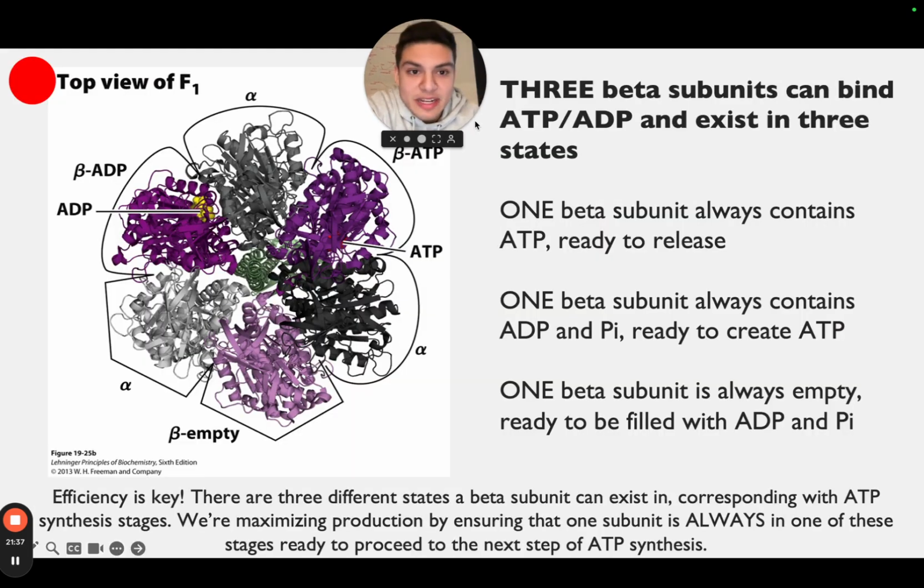So there are 3 beta subunits that can bind ATP and ADP and exist in 3 different states. We'll go more into this with a clear picture on the next slide. I just want to emphasize that one site has ATP, one site has ADP, and one site has nothing. Right, you're always constantly interchanging, right? This one has ATP, but then once the gamma subunit rotates and gets rid of this ATP, right? Right here, basically the gamma subunit is in the beta empty.